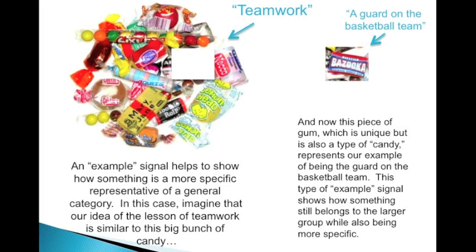So this type of example signal, again, as we said, as a guard on the basketball team, shows how something still belongs to the larger group while also being something more specific. And that's what a good example signal will do. It will take something small from a larger idea, but use it to demonstrate characteristics that belong to the bigger idea.